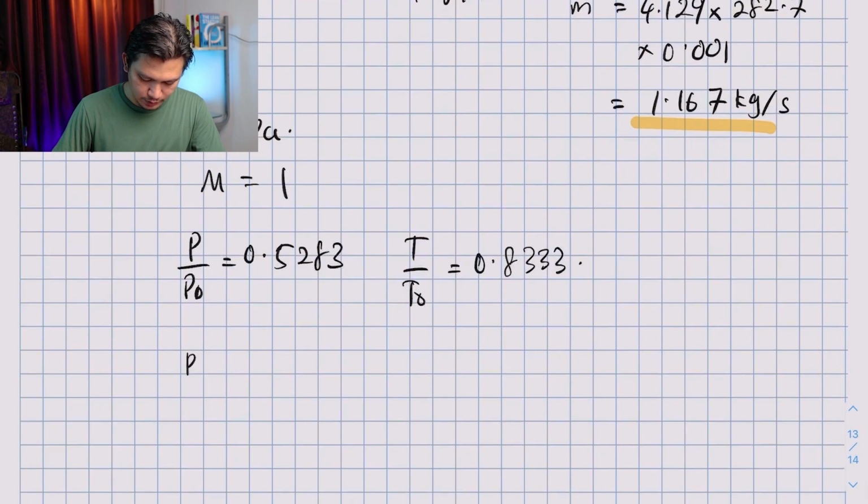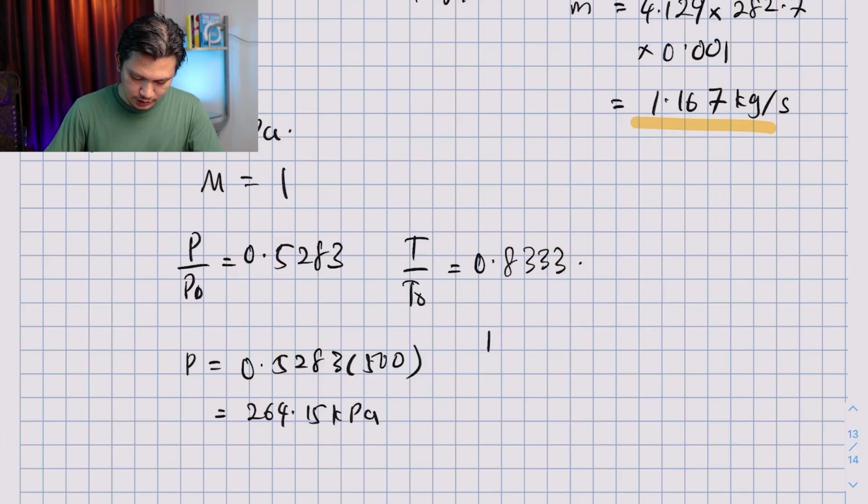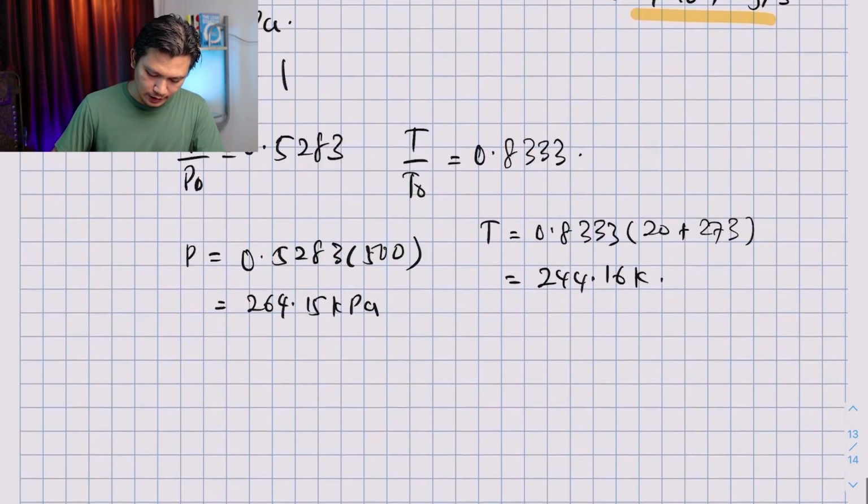So when we need the pressure, it is 0.5283 times 500 kilopascal. This will be 0.5283 times 500, which is 264.15 kilopascal, and the temperature is 0.8333 times 20 plus 273, and this becomes 244.16 Kelvin. And again, to find the mass flow rate, we're going to use this equation.